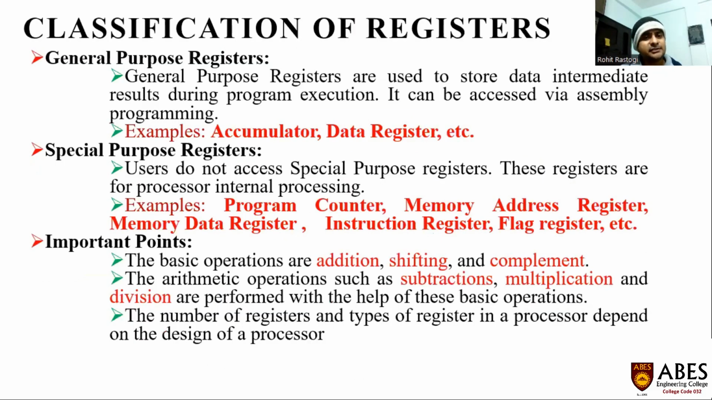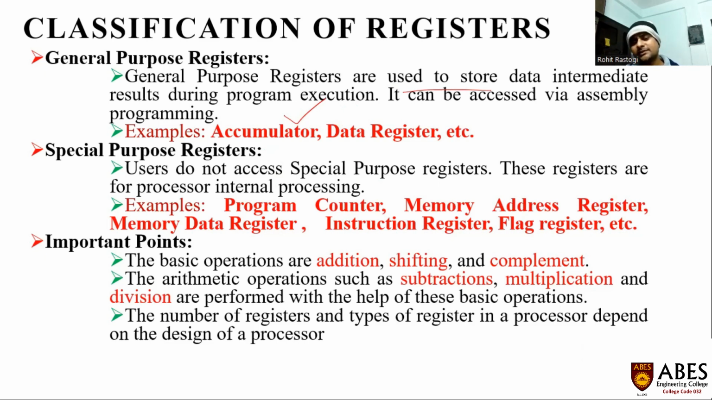So in general purpose registers, we know that the registers are used to store data as intermediate, temporary storage, and the results are stored during the program execution. It can be accessed with the help of the accumulator, data register, index register, or temporary registers. Special purpose registers are those which are used for specific purposes, and these registers are for processor internal processing.